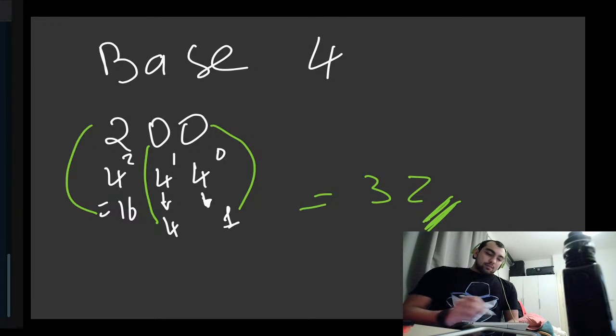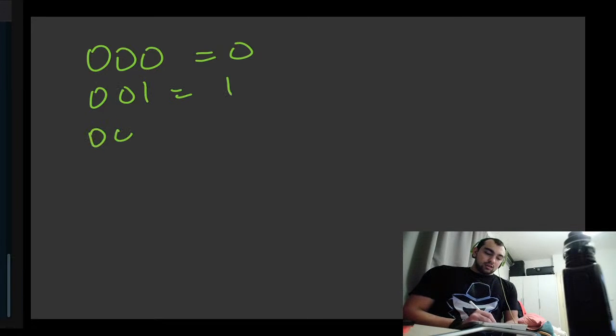It might take a while because it's 32, but we know it requires 3 digits, so let's start with 0. I'm going to erase it, but every time I erase it, I'm going to make it obvious. You know what? Let's just do it in a different way. So 0, 0, 0. This is 0, right? 1. This is 1. 2. This is 2. 3. This is 3.